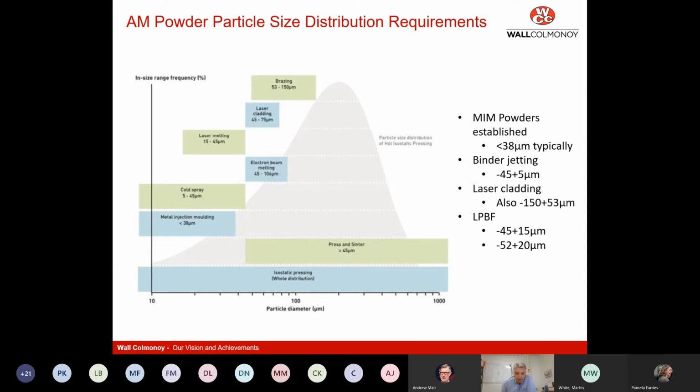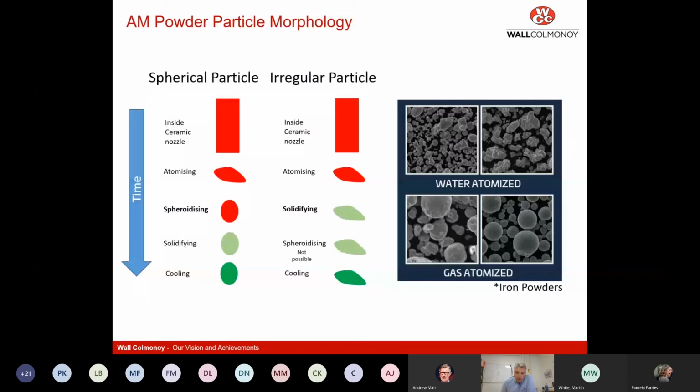Next slide, please. For those that maybe haven't seen some of these images, I've got some representative images of powder particles and some ideas to help us all understand how we arrive at those. You can see in the 4 images some irregular particles that have been water atomized, and some more spherical gas atomized powder particles as well. These are iron-based powder particles.